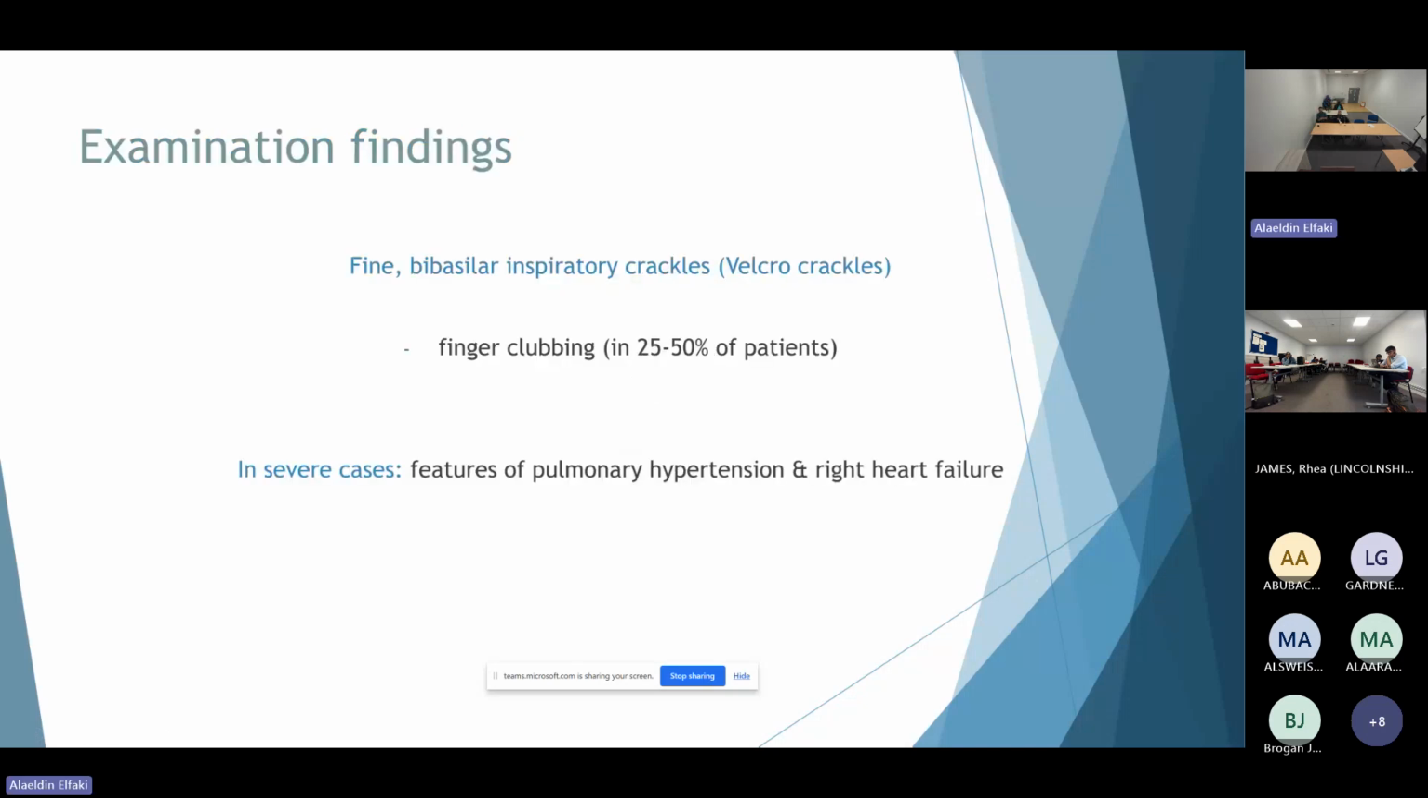So examination-wise, the common finding in lung fibrosis is that we demonstrate fine, very bibasal end-inspiratory crackles. Finger clubbing might be evident in up to 50% of people. And in severe cases, complications may develop, such as pulmonary hypertension and cor pulmonale.